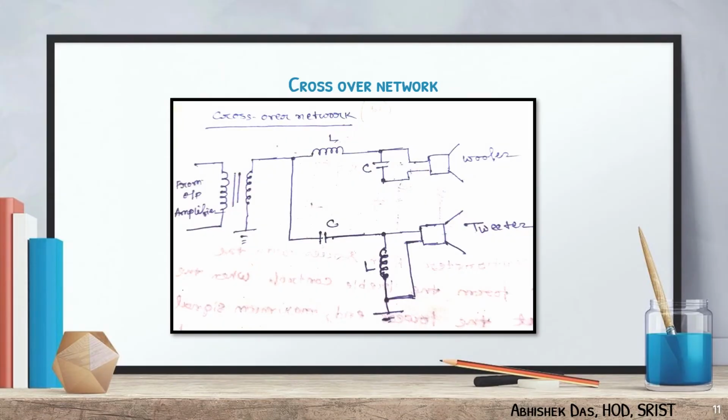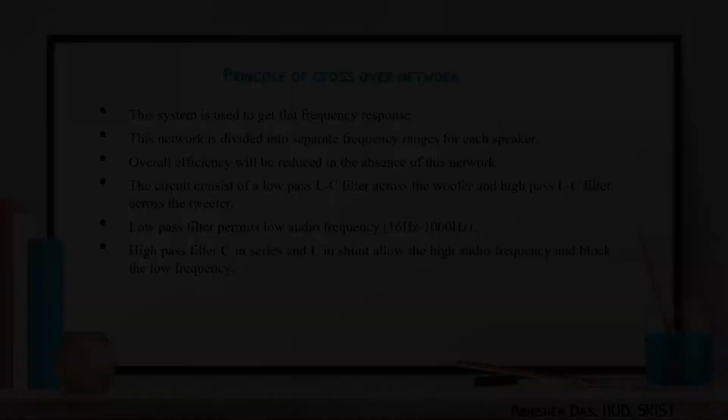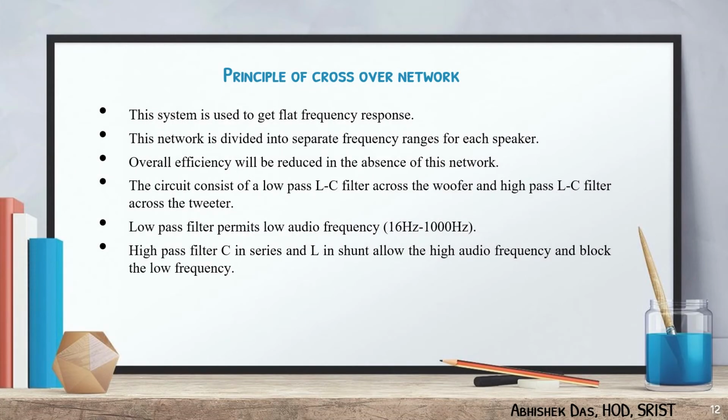This is the most important thing in stereophony, and this is the structural block diagram of the crossover network. Now we are going to discuss the crossover network. When a multi-way loudspeaker system is used to get flat frequency response for the entire range of audio frequency, it is essential to have a crossover network to divide the incoming signal into separate frequency ranges for each speaker. Overall frequency response will be much reduced in the absence of the crossover network.